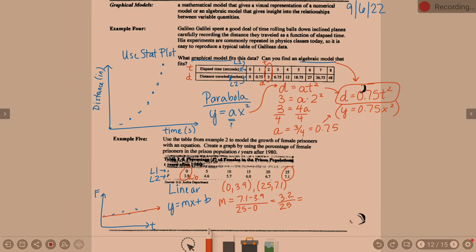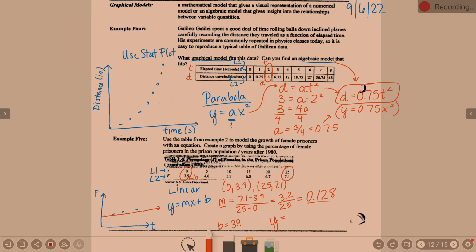I'll give you 3.2 over 25. What's the calculator say? Zero. 0.128. Okay. So if our slope is 0.128, and we already have our b as 3.9, can we write an equation? Okay, what equation could I write?